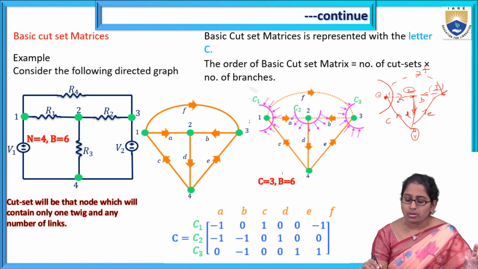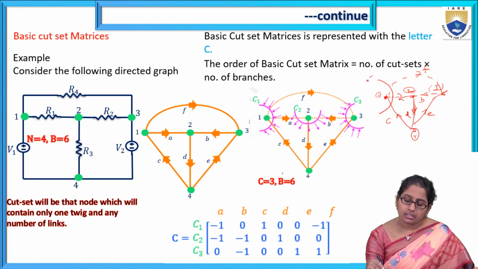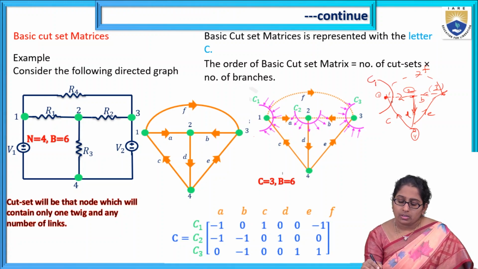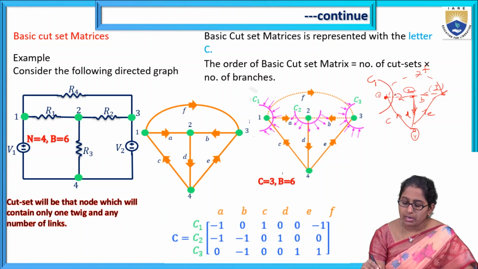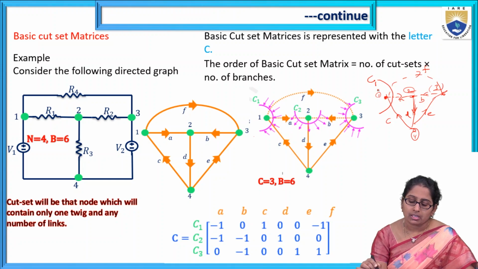Yes or no? Because see that I say cut set 1, C1, consists of only one branch of the tree and the remaining are the links. Yes or no? I have only one branch, C, of the tree and the remaining branches are the links. A and F are the links. That's why this becomes one cut set.